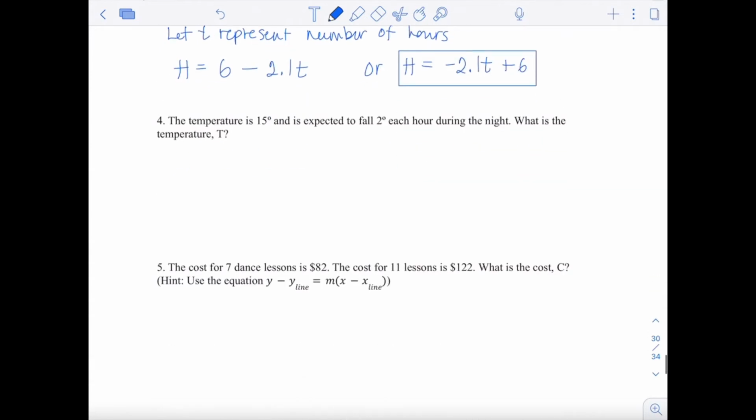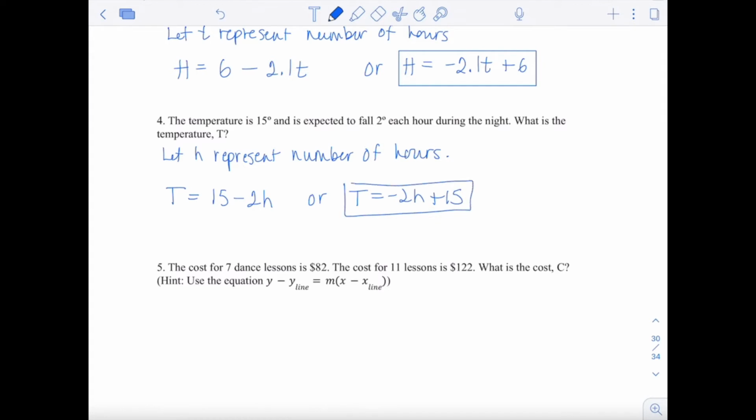The temperature is 15 degrees, and it's expected to fall 2 degrees each hour during the night. Let h represent the number of hours. Okay, and the temperature T is going to be 15 minus 2h, or negative 2h plus 15. Okay, so number 5 is a bit different.